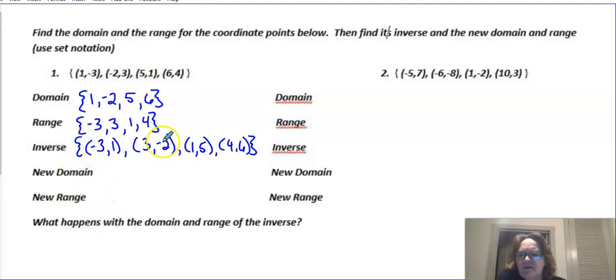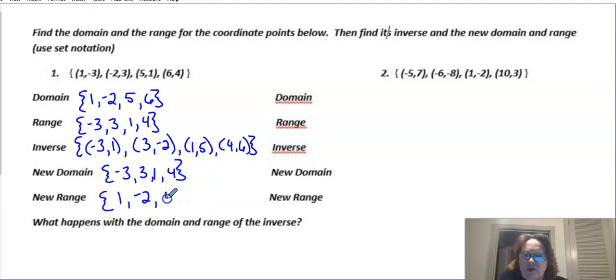Okay, then if I look at the inverse function, the new domain for the inverse function is all the x values. That's -3, 3, 1, 4. And we'll notice that this set is the same as this set. So the range up here became the domain down here. And then the new range for the inverse function is 1, -2, 5, and 6.